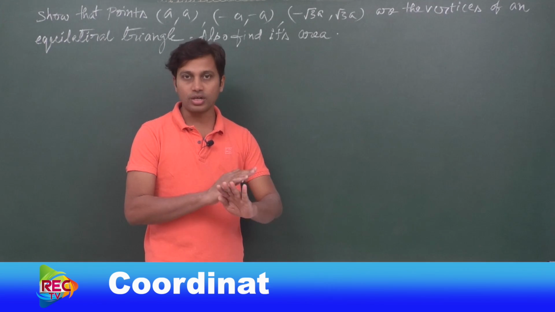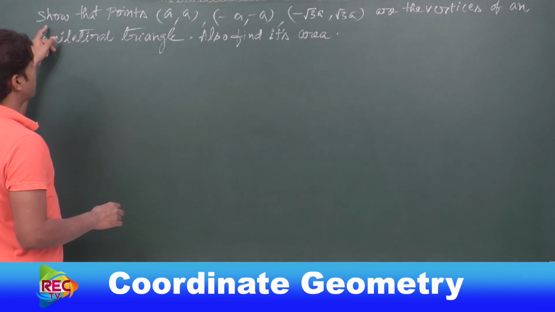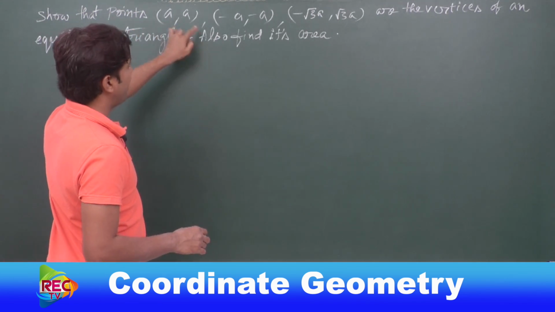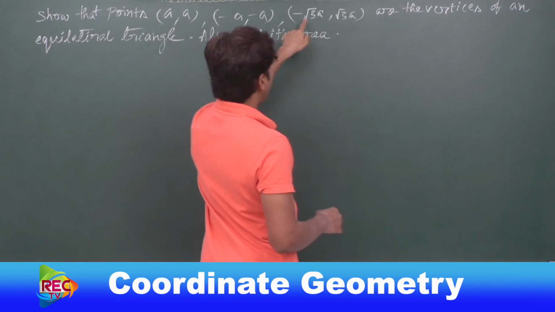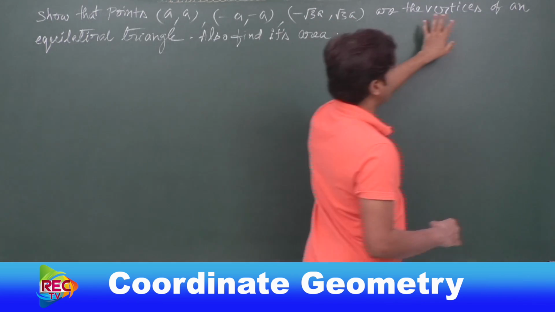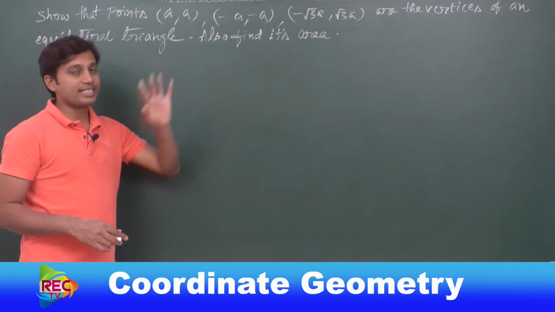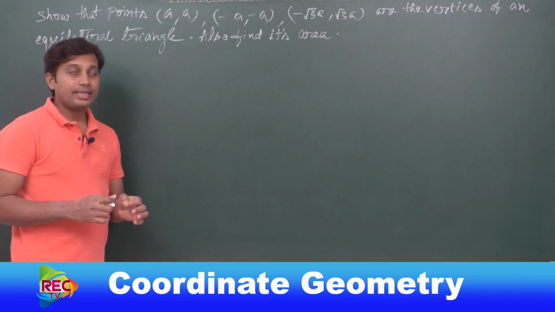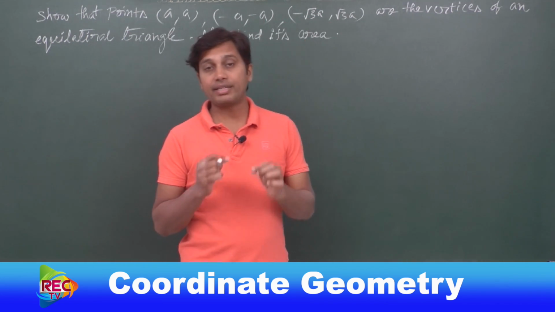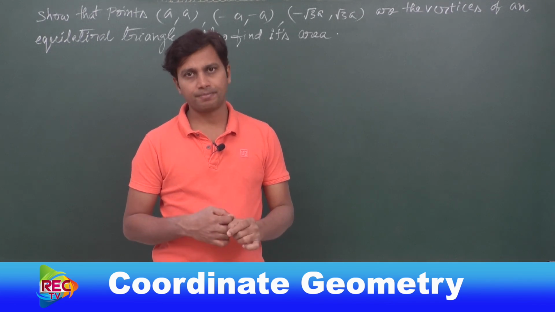Okay, otherwise you can't solve it. Okay, anyways guys, so now let us start doing this problem. Show that the points (a, a), (-a, -a) and (-root 3a, root 3a) are the vertices of an equilateral triangle. Also find its area. We need to show that these are the vertices of an equilateral triangle, and we need to find out its area.